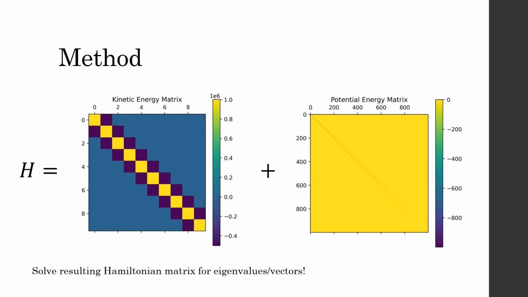I have zoomed in substantially on the diagonal of the kinetic energy matrix just so we can see the fine details, but the matrix is the same size as the potential energy matrix, and that is 1001 terms on each axis. So the three diagonals represent the three terms of the finite difference method in the kinetic energy term, and on the potential energy side, we have one single diagonal representing how the potential energy changes. And so now we can solve the resulting Hamiltonian matrix for the eigenvalues and eigenvectors.